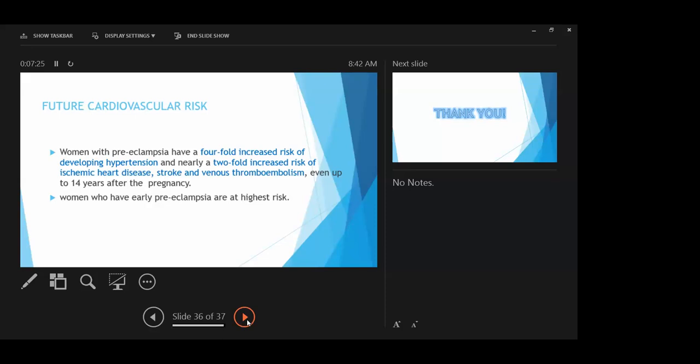We have to monitor the patient with urine complete, LFTs and RFTs. If we see any derangement in the labs, we can refer her to the physician. Early monitoring of the BP can lead to early assessment of the cardiovascular risk, and the patient can be managed early for the hypertension. So that's all for pre-eclampsia.